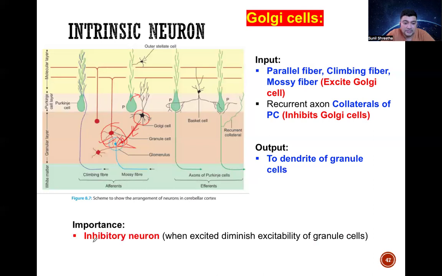Important: the Golgi cell is also an inhibitory neuron. Whenever it gets excited, the activity of this Golgi cell is inhibited by the granule cell.